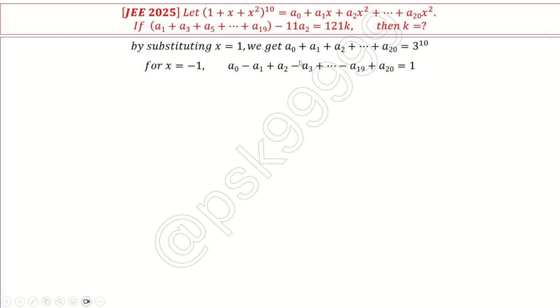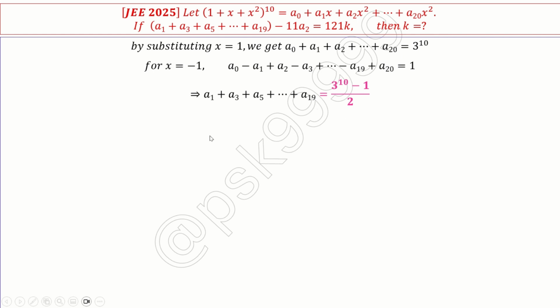Okay. Now, if I subtract these two, all coefficients with even indexes will go off. A0, A2, A4 up to A20 all will go off, correct? And all odd index coefficients will have 2 times, basically double, correct? So my A1 plus A3 plus A5 up to A19 is nothing but 3 to the power of 10 minus 1 divided by 2, because they will get 2 times these values, right? Now I have this one already. This I got. Now all I need is 11a2. Index a2 means coefficient of x square.